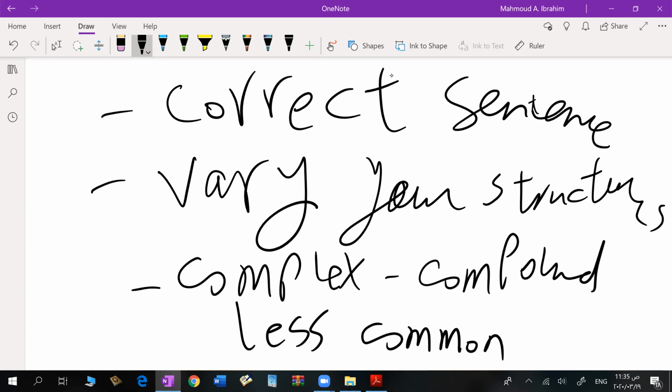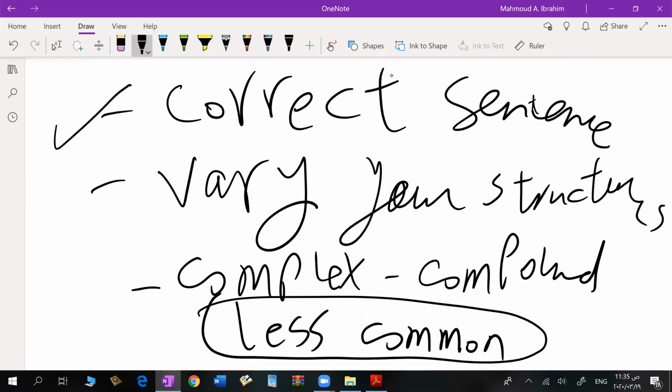So what this course aims at is that not only do you learn how to use correct structures, but also how to use advanced and less common structures. And this is not an easy task.